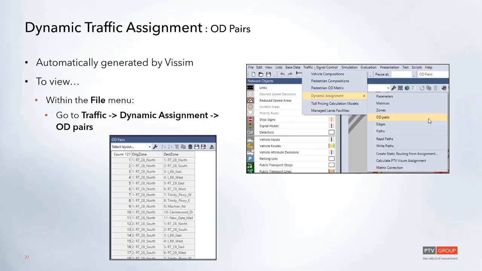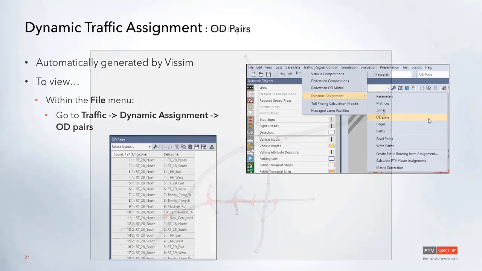So to view the list of OD pairs, again, you'll go to Traffic Dynamic Assignment and then select the OD pairs object. And this will just open up a list of all the OD pairs that exist. And then where this really will come into play is when you go to the evaluation menu, where you can actually view the different results for each of these pairs. And this is another topic that we're going to cover more during part 3 when we look at the results.